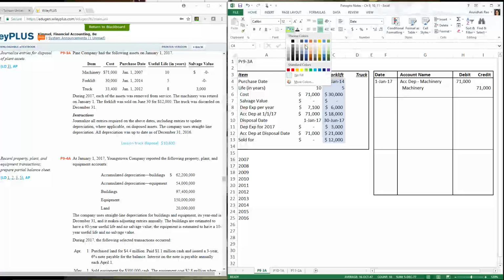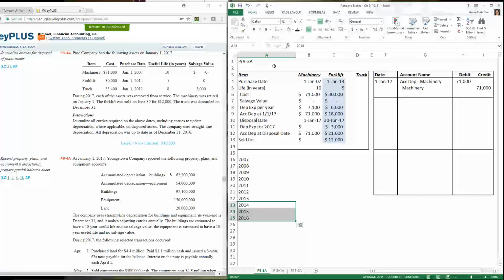I'm going to use a different color so we can see these numbers. I purchased it on Jan 1st, 2014. The life is 5 years. I've already depreciated the asset for 3 years. Depreciation expense: original cost is 30,000. Again, salvage value is 0. So 30,000 minus 0 divided by 5, the depreciation is 6,000 per year.